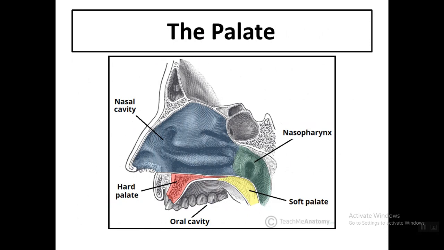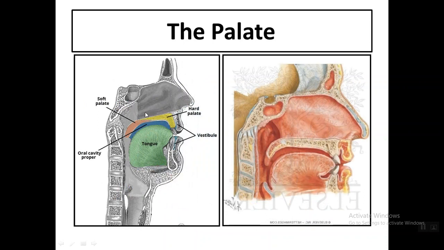Now we come to another item which is the palate. The palate, as we can see here, forms the roof of the oral cavity proper and the floor of the nasal cavity. It is formed anteriorly by the hard palate and posteriorly by the soft palate. As we said, anteriorly it is formed by bone and posteriorly it is formed by soft tissue. Anteriorly hard palate and posteriorly soft palate.